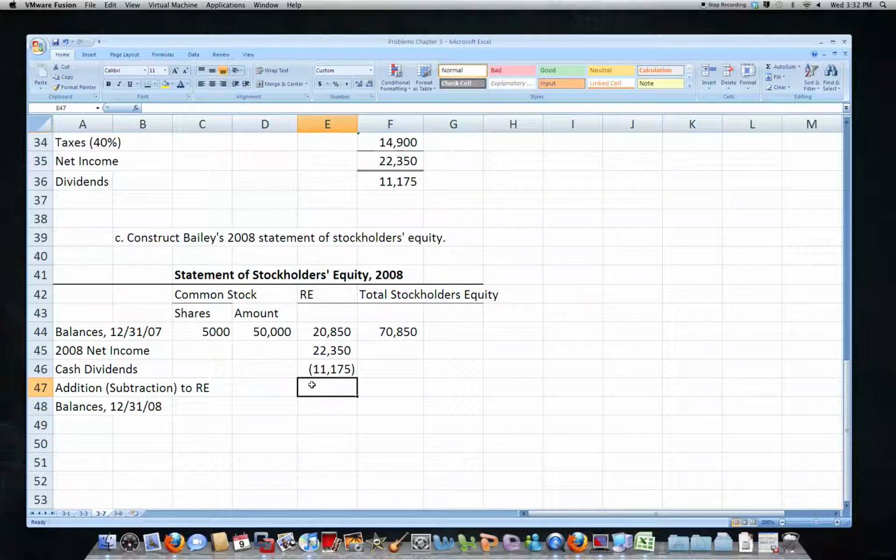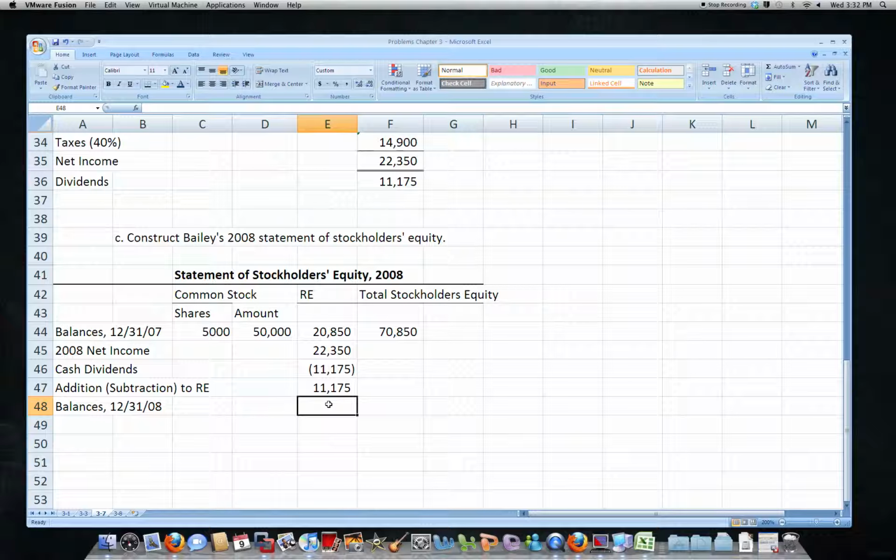And then we have our retained earnings. Our retained earnings come out of our net income and dividends, so the retained earnings would be the difference. So equals net income plus, this is a minus, dividends, so it equals 1,175.